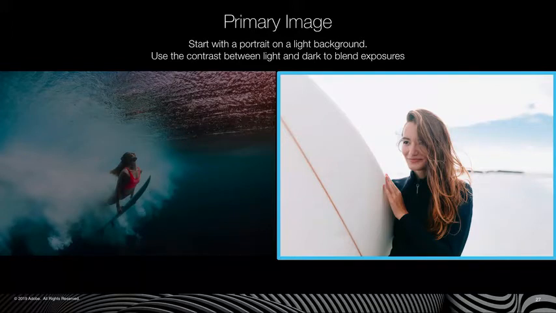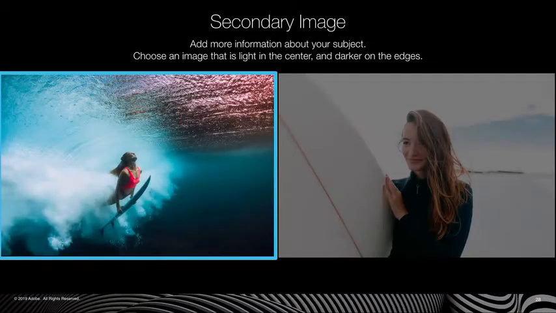So as long as your subject is on a super light background, half of the puzzle is taken care of for your compositing. Because we're just going to use blending modes to put this together. It's going to be super easy. Your next image, your secondary image, you actually want to be the other way around. So you want your subject, or whatever you're putting in there, to be relatively light, and then ideally surrounded by something dark.